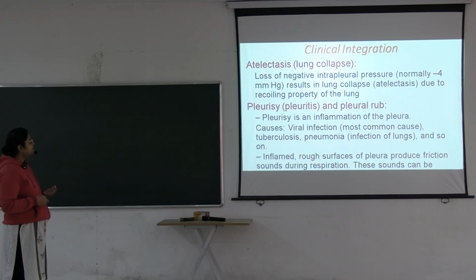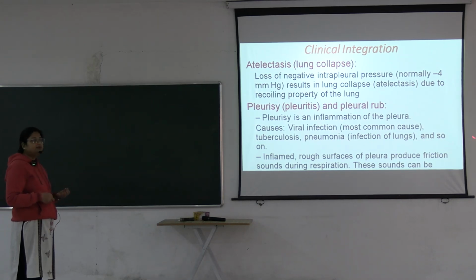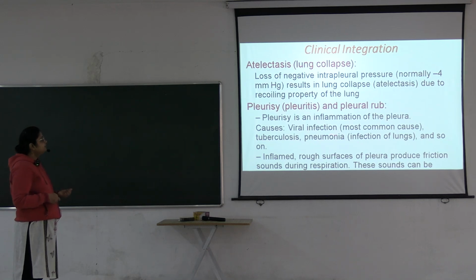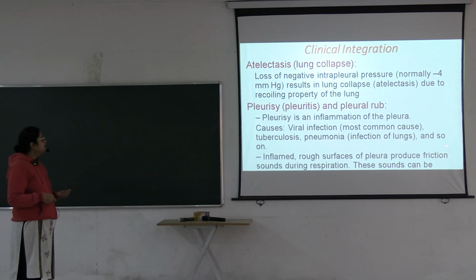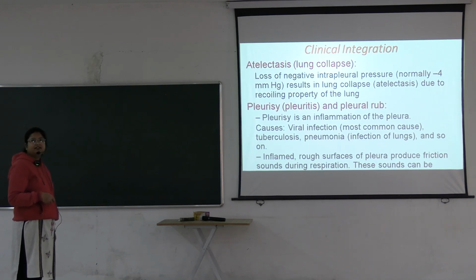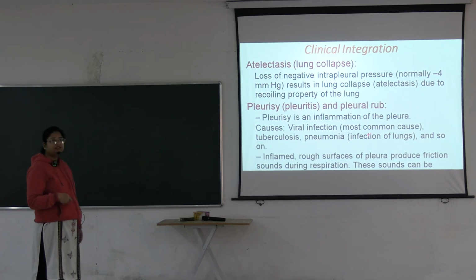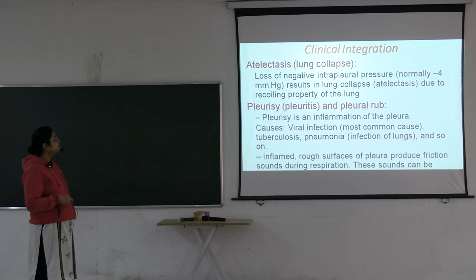Next is pleurisy or pleuritis and pleural rub. Pleurisy is an inflammation of the pleura. What is the cause? Viral infection is the most common cause. Tuberculosis and pneumonia, which is an infection of the lung, and so on, are the main causes of pleurisy. Inflamed rough surfaces of the pleura produce friction sounds during respiration, and these sounds can be heard during auscultation with the stethoscope. This is the pleural rub.